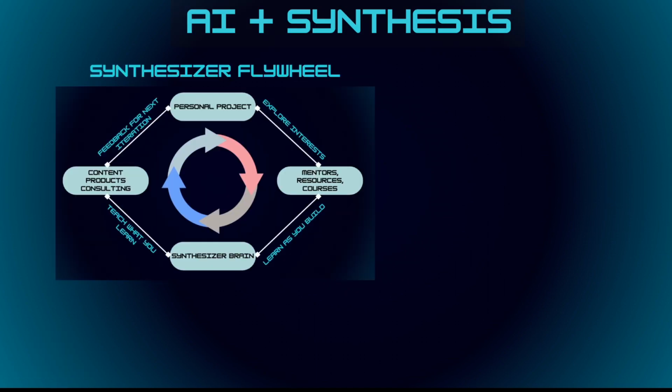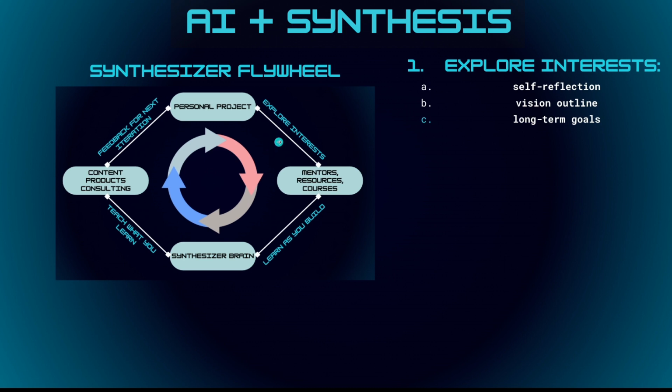Right? So let's face it, to complete an iteration of the synthesizer flywheel, we need to process and generate a lot of information. And this is basically where AI comes into play. Because, for example, for defining and exploring our interests, we need to do a lot of self-reflection and outline our vision and long-term goals to make sure that the interests we pursue are aligned with what we would like to achieve.